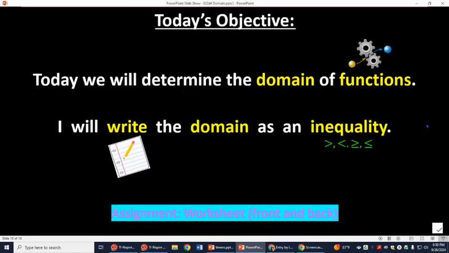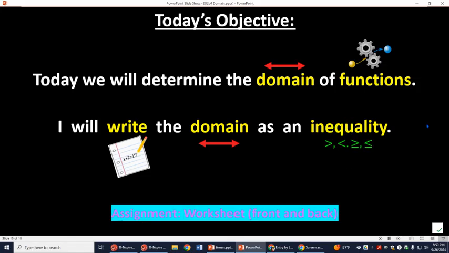Let's review our objective one more time before we start our assignment. Today we will determine the domain of functions. I will write the domain as an inequality.